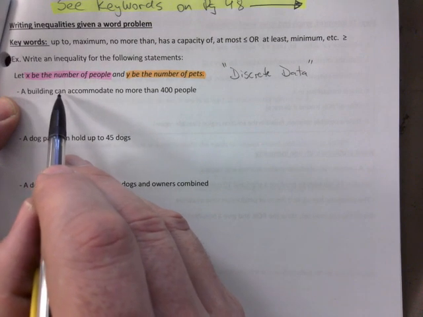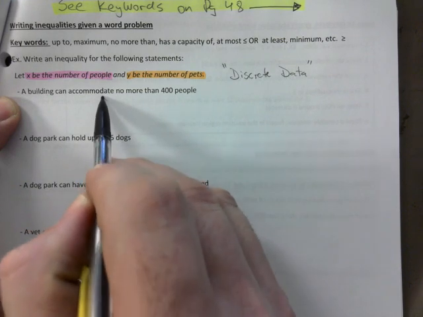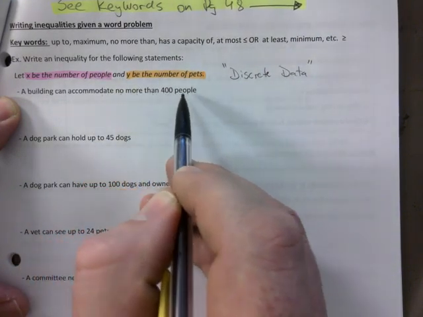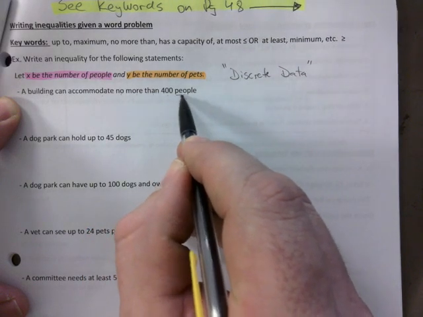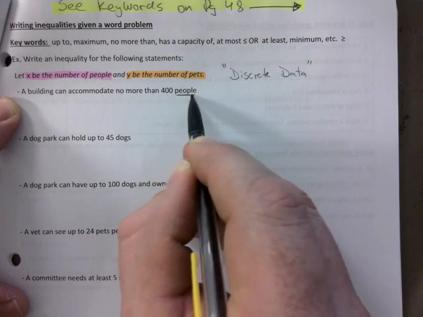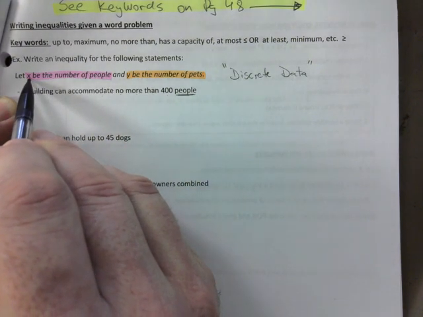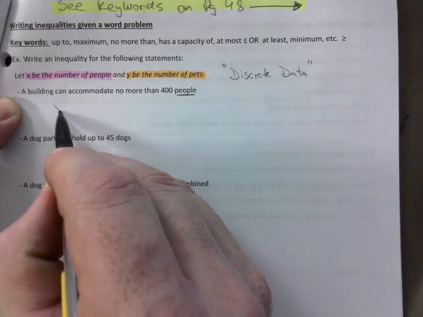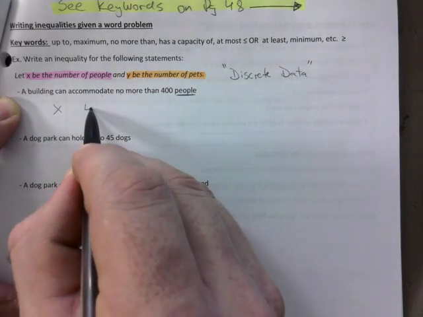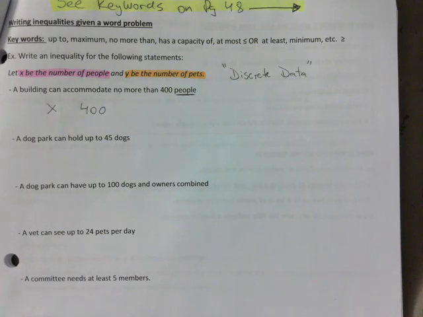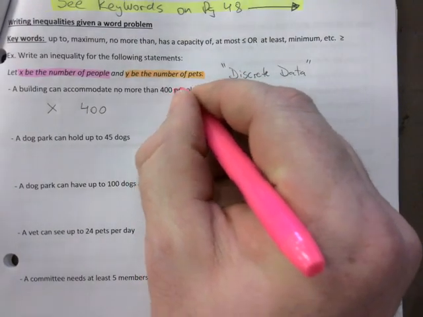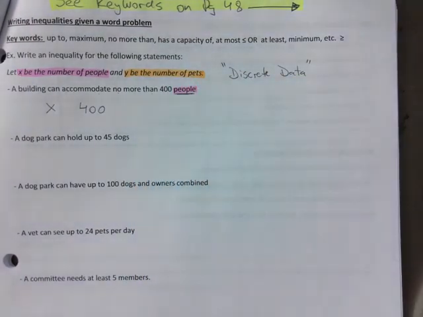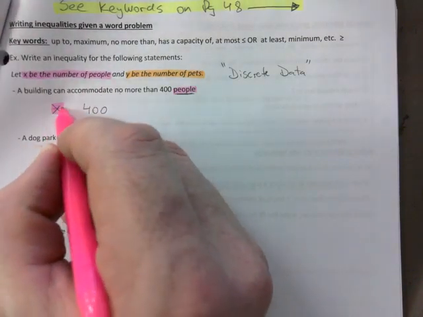A building can accommodate no more than 400 people. Okay, I want you to think of, right, there are people here. So that's very specific just to this variable X. So we're going to go X, and we're going to have the 400 in there. And the kicker is, which way does the inequality symbol go? I'm going to highlight people here. This is very specific to just people.